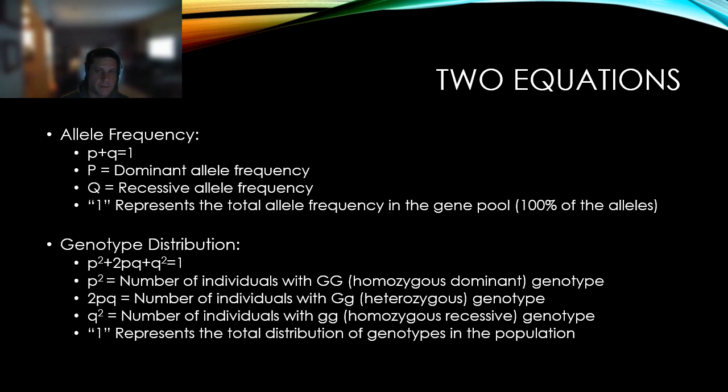So the things to remember that are important are that the allele frequency equation deals with gene pools, and the genotype distribution equation deals with populations.